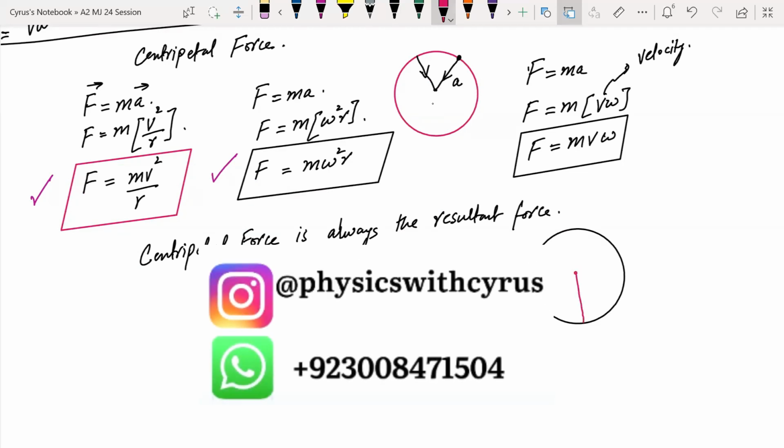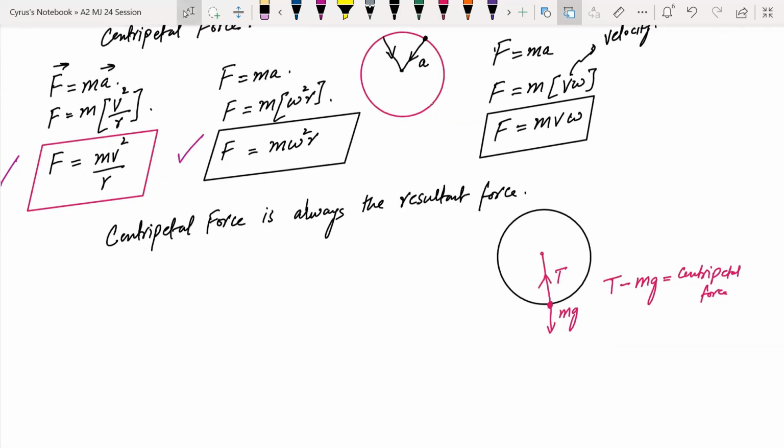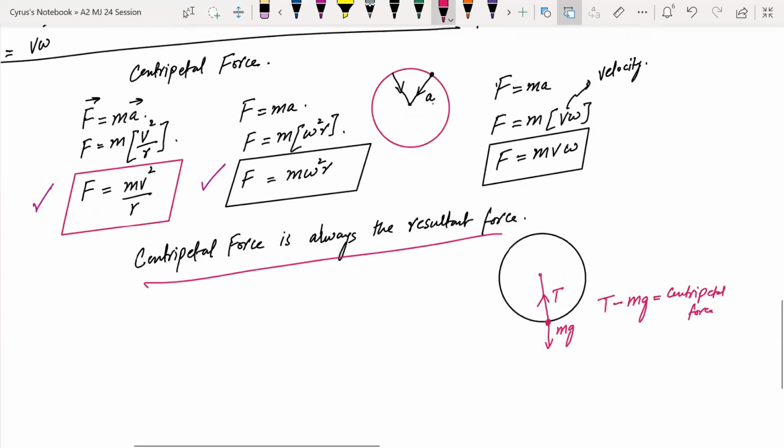If an object is moving in a circle, there would be, we will study this ahead in vertical circles, tension in the string and the weight of the object. Because the object is not breaking and the resultant force is towards the center, we will study ahead that T minus mg will be equal to the centripetal force, and in place of centripetal force we write m r omega square. We'll see this in much more detail, right? But this is very, very important, that centripetal force is always the resultant force.